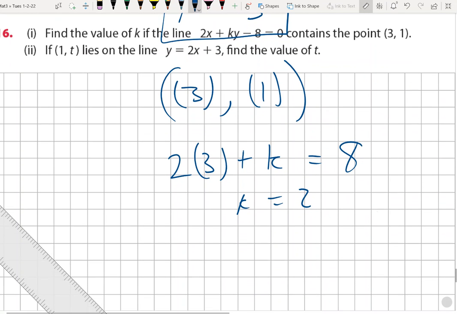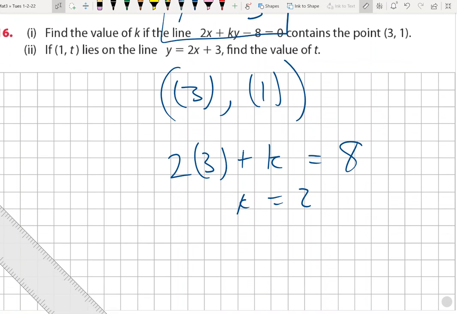Let's find the value of t. So (1, t) is going in. 1 is the x value. t is the y value. t is 5.